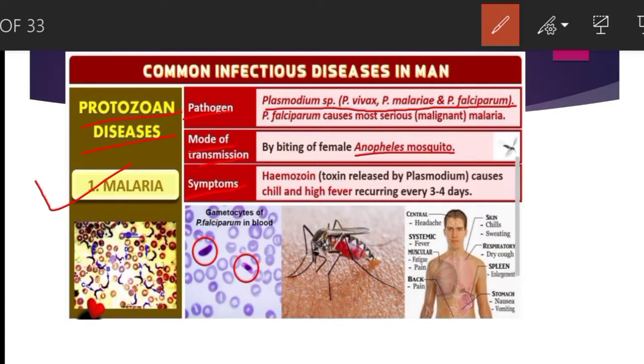The symptoms of this disease include influenza-like illness, shaking, chills, headache, muscle ache, nausea, vomiting, and diarrhea. Because of the hemozoin, the toxin released by Plasmodium, chill and high fever occur, which recur every 3 to 4 days. Means for 3-4 days the temperature reduces, again there will be temperature, right? So high fever will recur after 3 to 4 days.